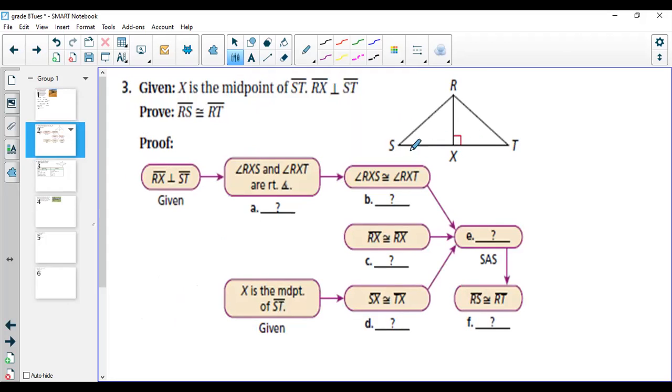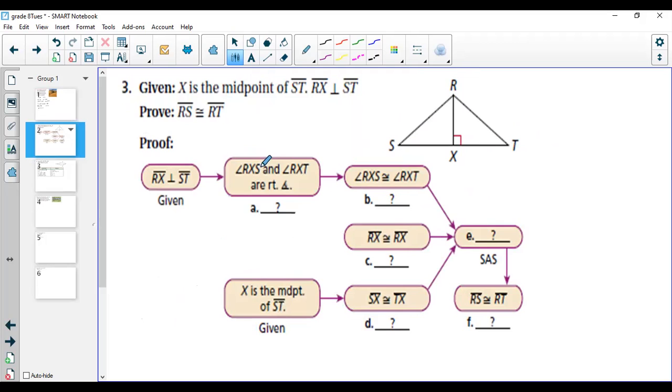X is the midpoint of ST. Now you know what the midpoint does. It divides the segment into two equal parts. RX is congruent to ST. Prove that RS is congruent to RT. Now, this I don't need to tell you. You know which property we use here, right?